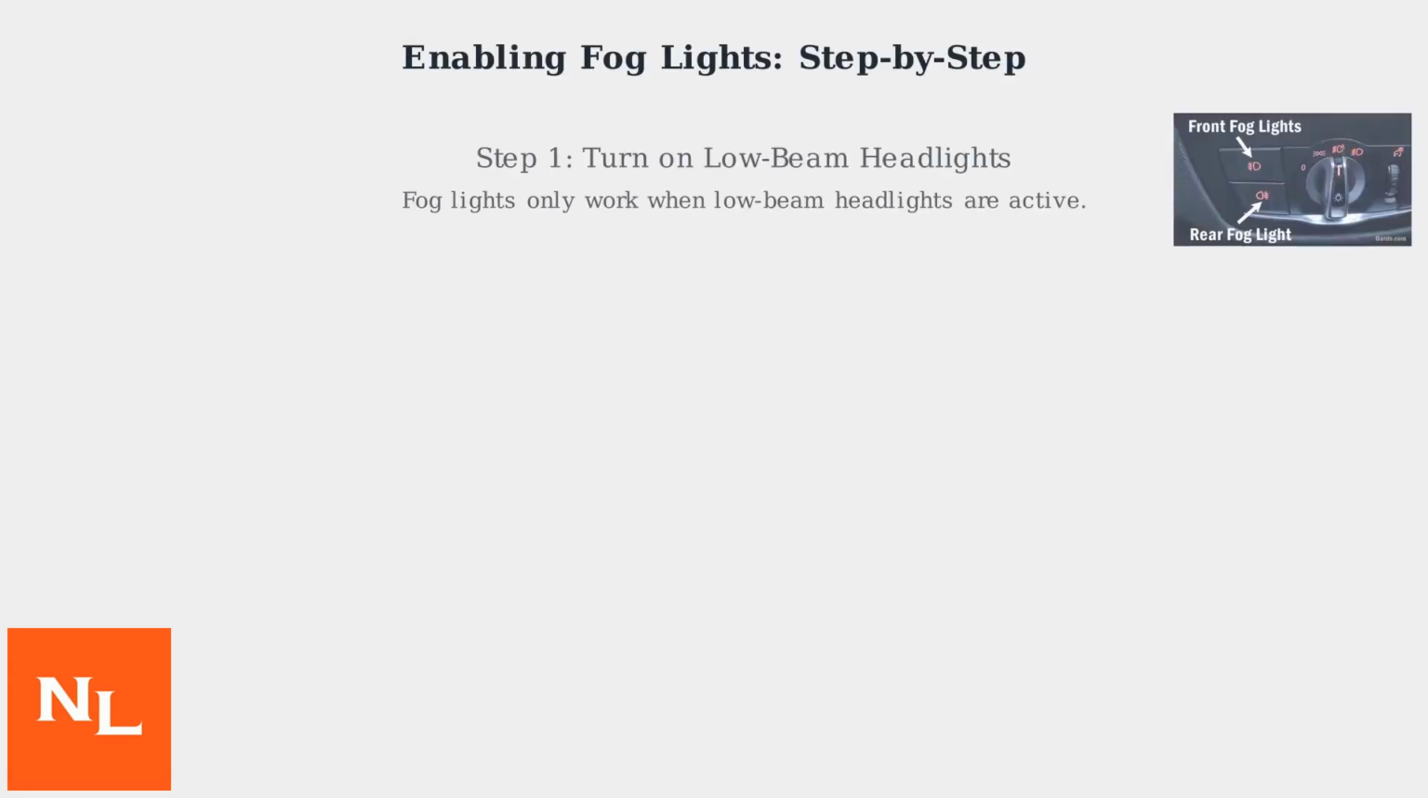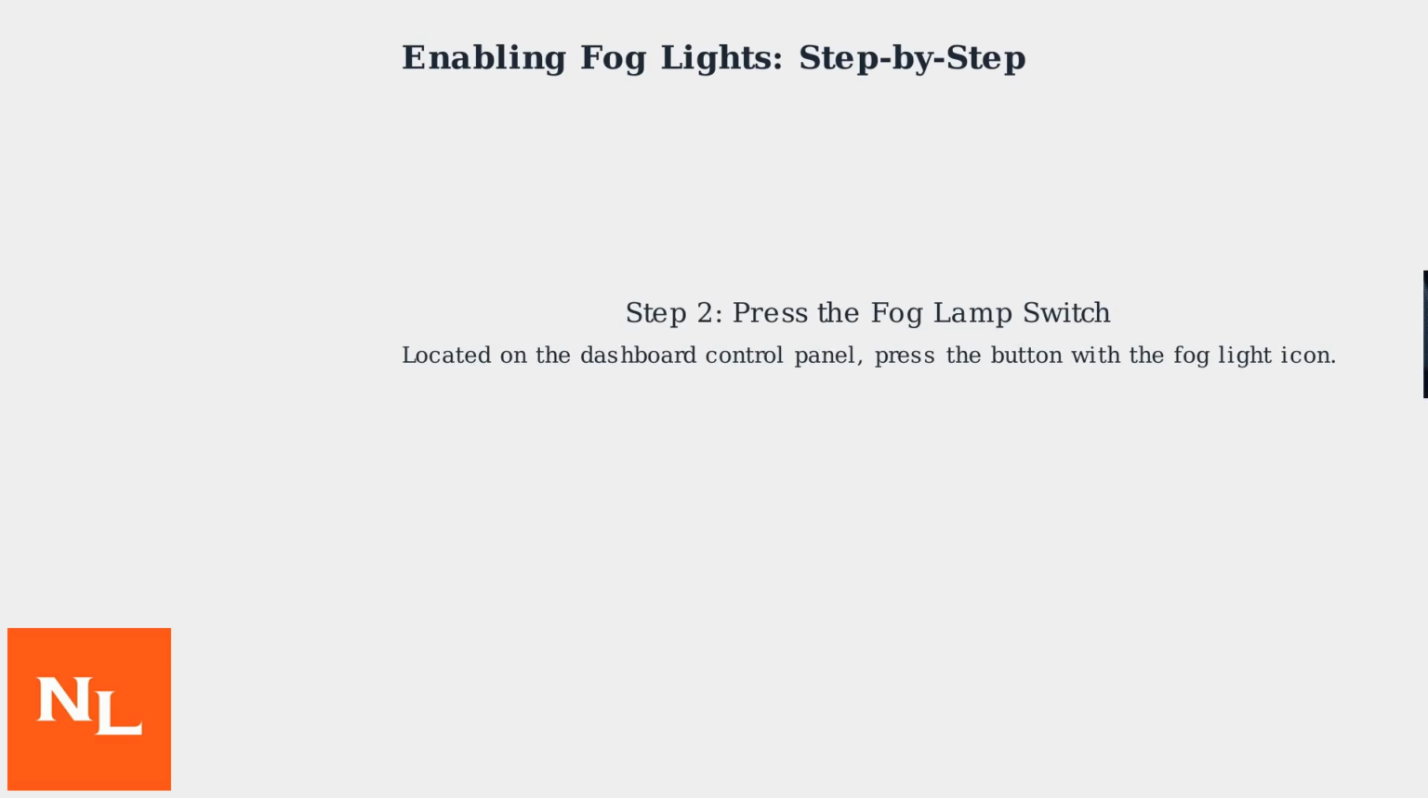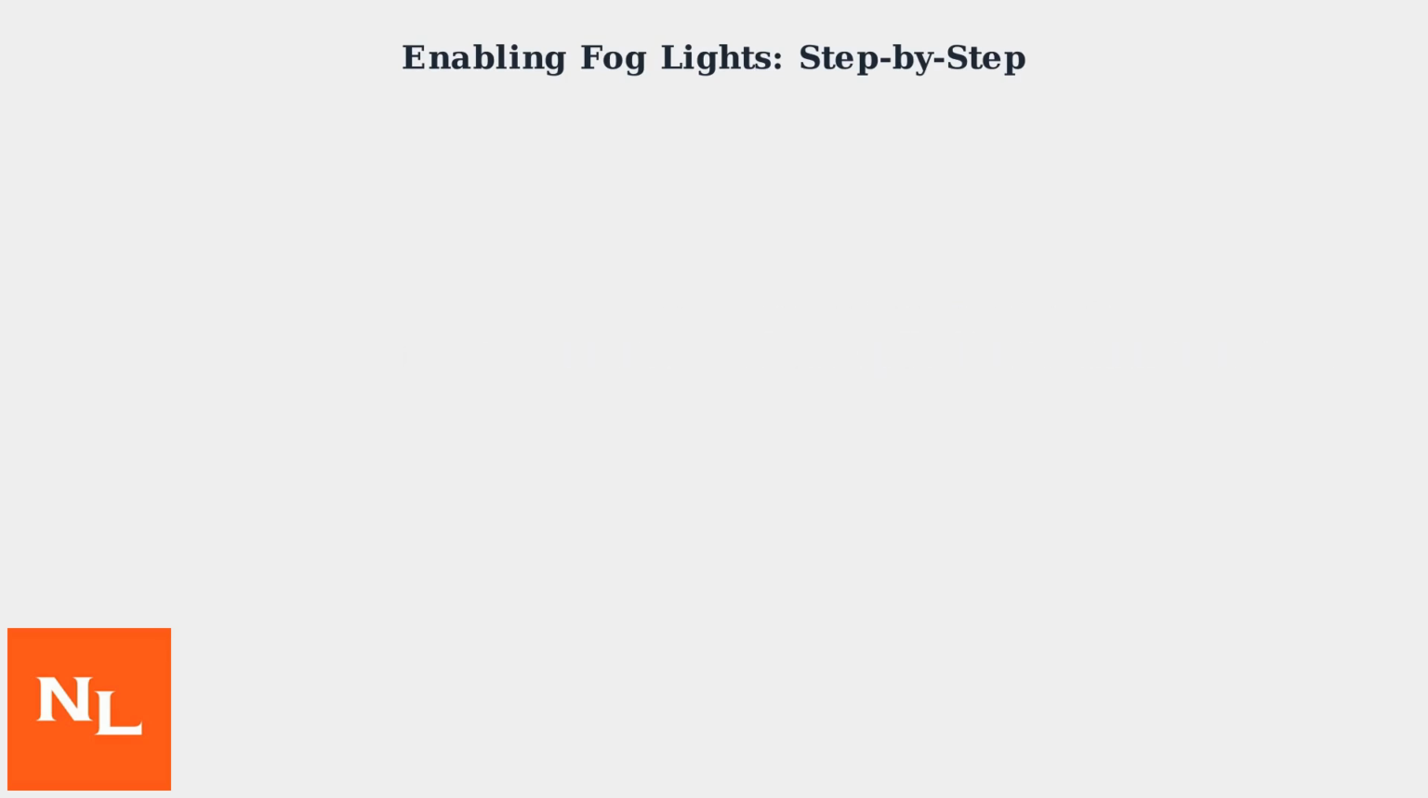To enable the fog lights on your Kia Ceed III, first ensure that your low-beam headlights are turned on. Fog lights are designed to only activate when the low beams are active for safety reasons. Next, locate and press the fog lamp switch on the dashboard control panel. This is typically a button with a fog light symbol showing beams with wavy lines.